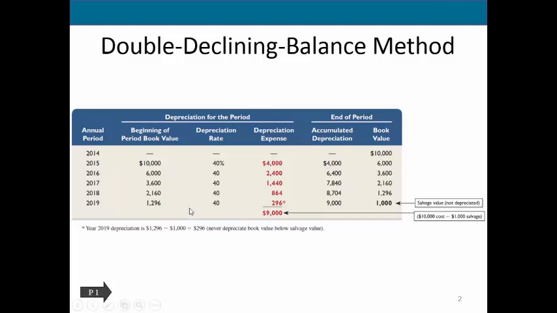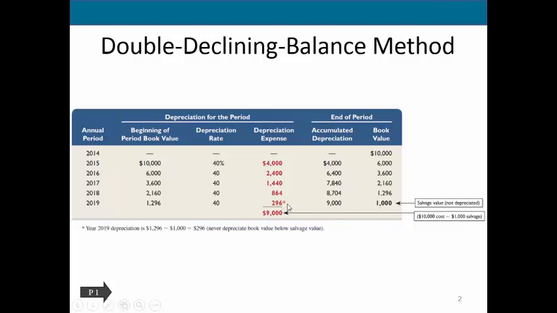So no matter what our depreciation calculates to be, we are not going to calculate beyond $296. Because if we depreciate anything more than $296, the value of our asset would drop below $1,000. And that wouldn't be a true reflection of the value of this asset because we know we can sell it for $1,000 for its salvage value. So no matter what our depreciation calculates to be, we will stop depreciating once we hit that salvage value.